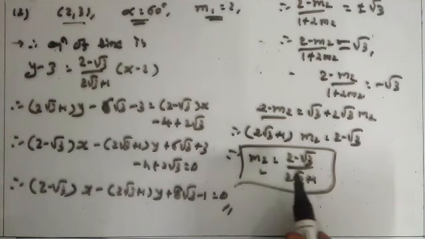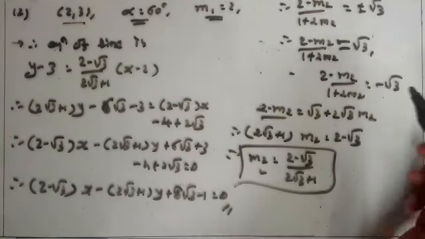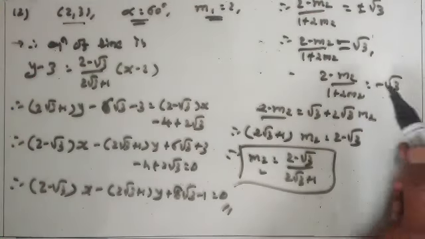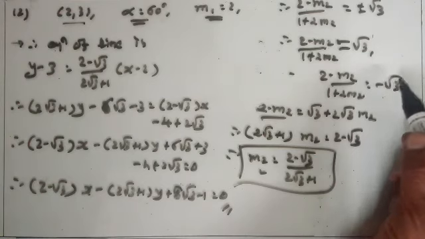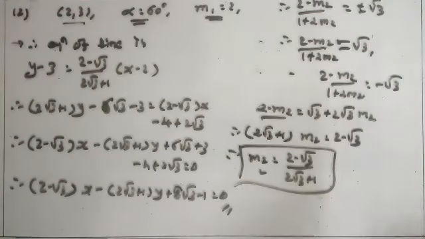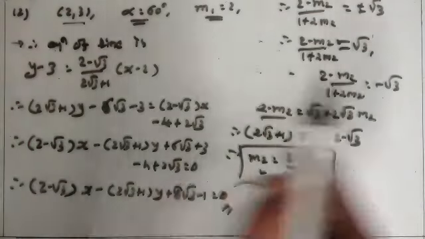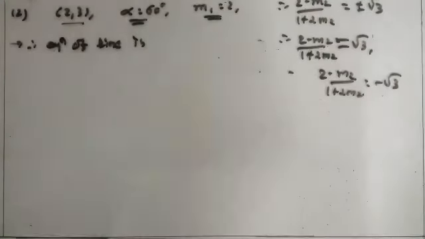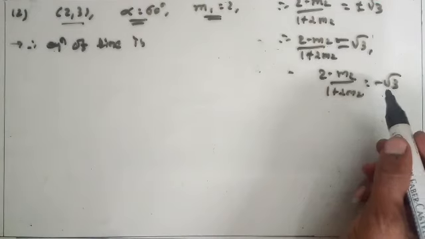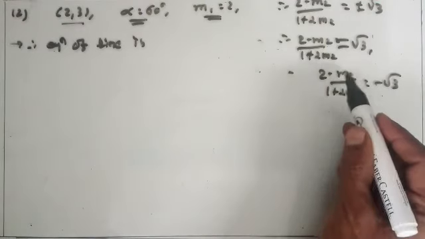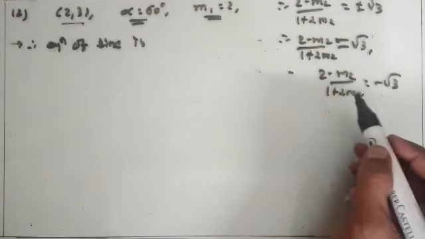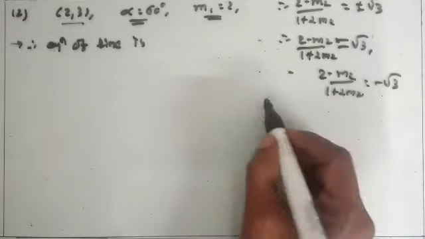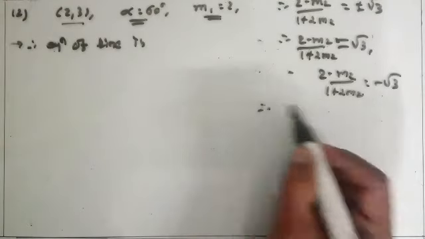Using this slope. Now using the second condition, get the slope of the line m2, and using slope and point get the equation of a line. Now simplify this. Second condition: (2 minus m2) upon (1 plus 2 m2) is equal to minus root 3. Get the slope m2.